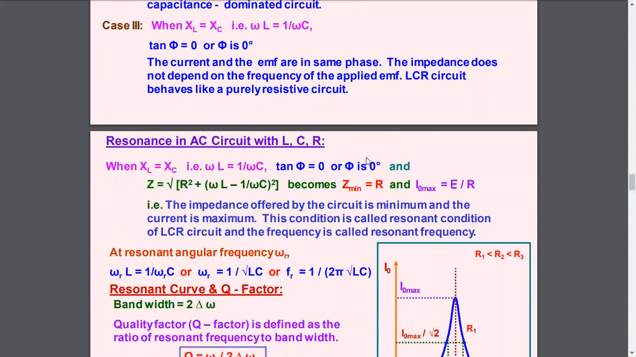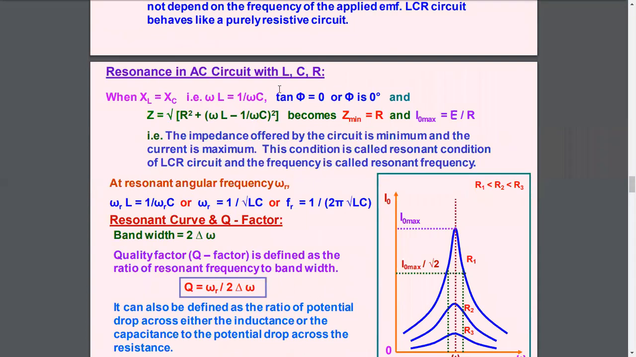Now let us check out what we mean by resonance in an AC circuit with LCR. When XL and XC, where XL is the inductive reactance and XC is the capacitive reactance, become equal, then omega L equals 1 upon omega C, indicating that net impedance equals root under R square plus omega L minus 1 upon omega C whole square. But we see here omega L equals 1 upon omega C. Therefore, this term will be equal to 0. So we will have only root under R square plus 0.